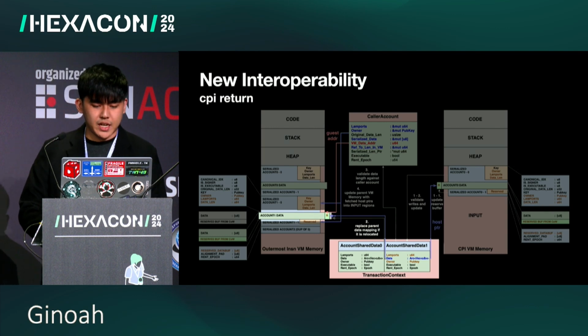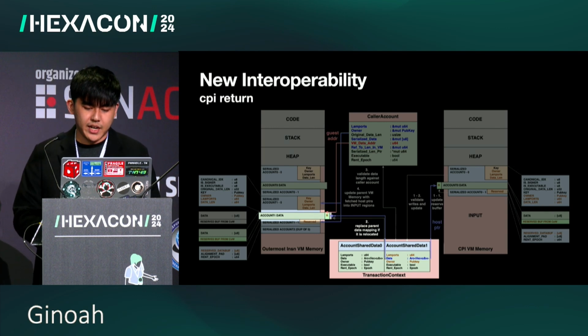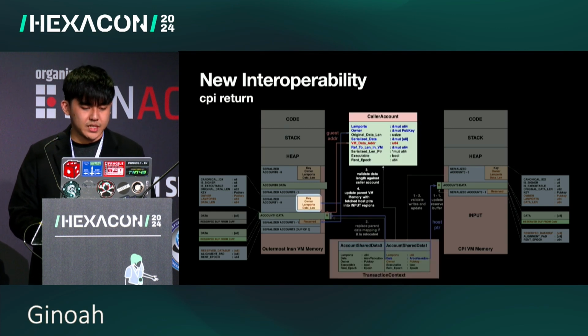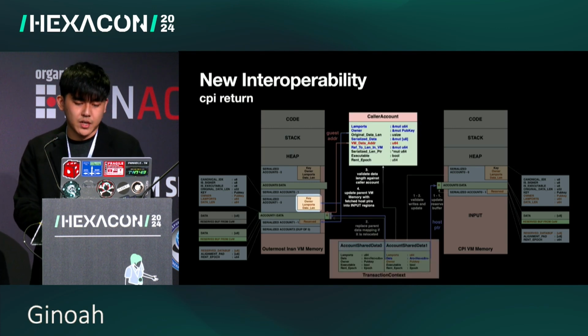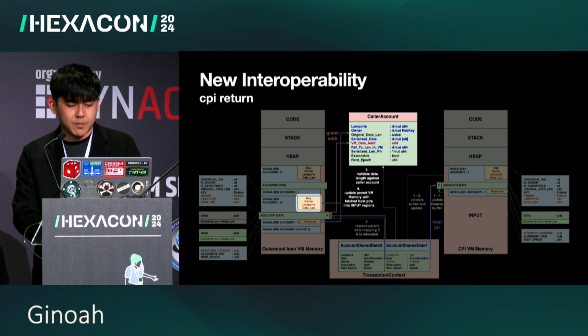Second, we check if the data buffer has been relocated. If it has, we need to replace the parent's data mapping to reflect the change. The rest follows the same process as in the legacy model. We perform some checks and update the account changes back to the parent program.